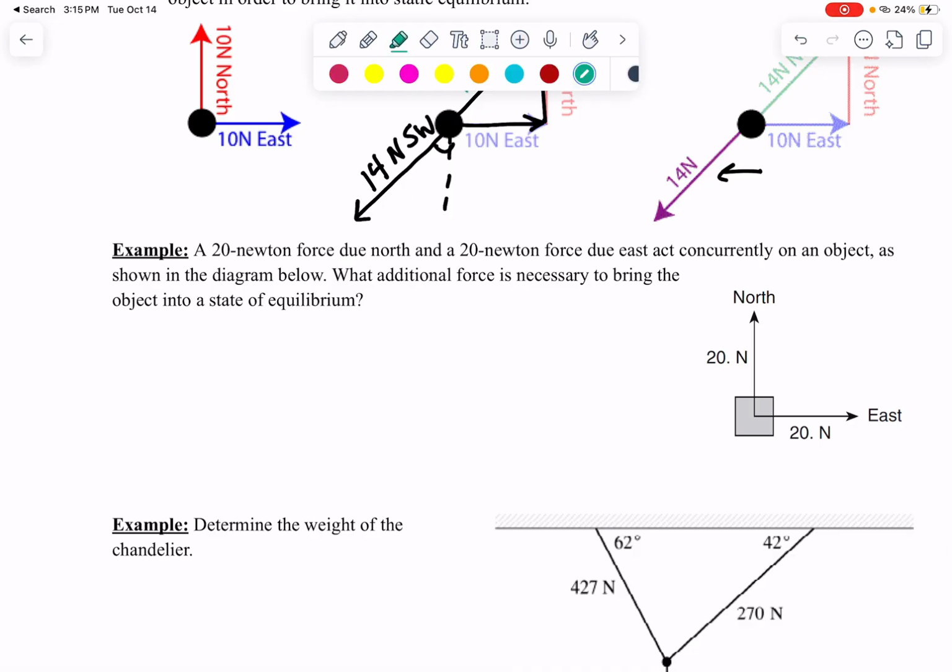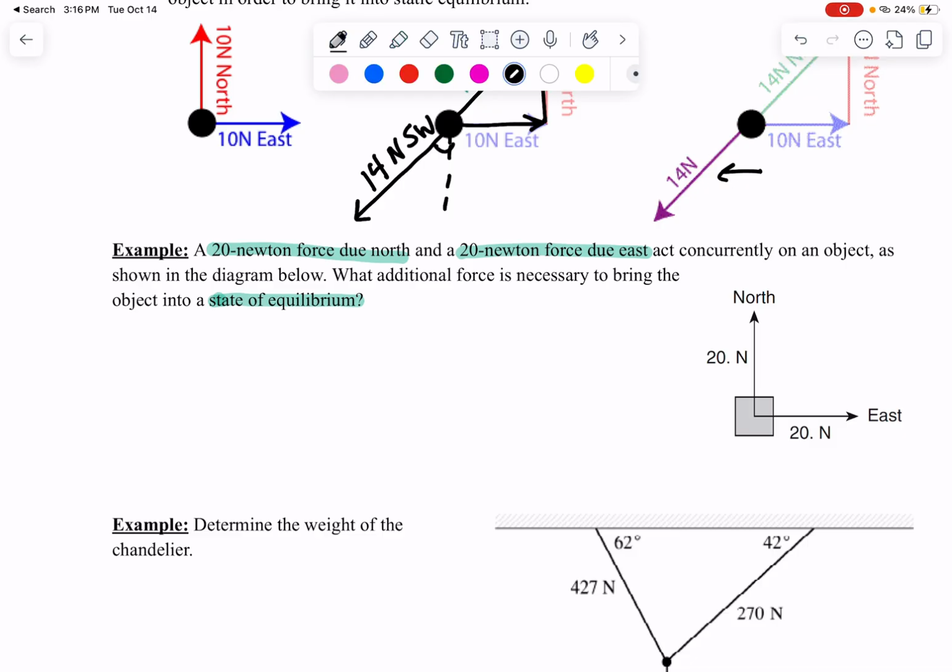It says that a 20 newton force due north and a 20 newton force due east act concurrently on an object as shown in the diagram. What concurrently means is they're acting at the same time. What additional force is necessary to bring the object into a state of equilibrium? What it's saying is it's not accelerating. It will be either constant velocity or at rest. So whatever it's doing now is what it will continue doing. If you want to pause the video, you can give this a try.